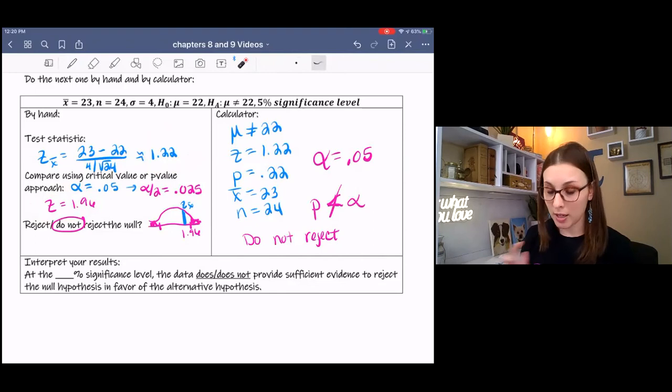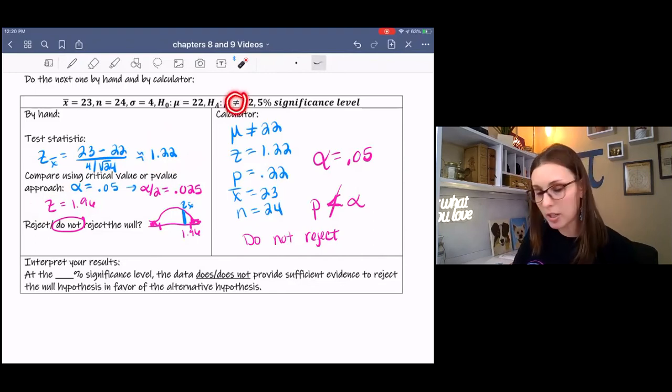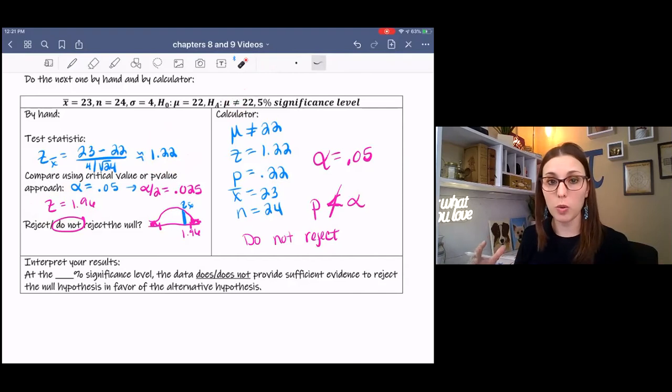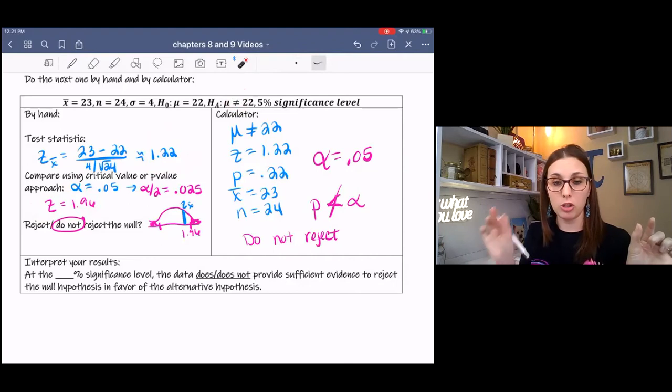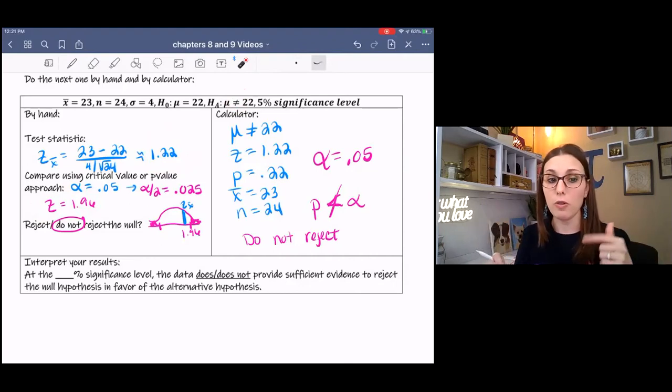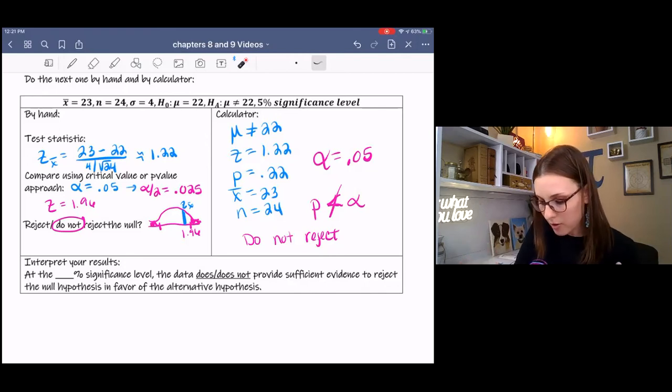Now, keep in mind that this is a two-tailed test. So since it's a two-tailed test, we are splitting up the 5% into 2.5% and 2.5%. So when you go find your z-score for this alpha, you actually need to find alpha over 2 because we're splitting it in half. So our alpha in this case is actually 0.025.